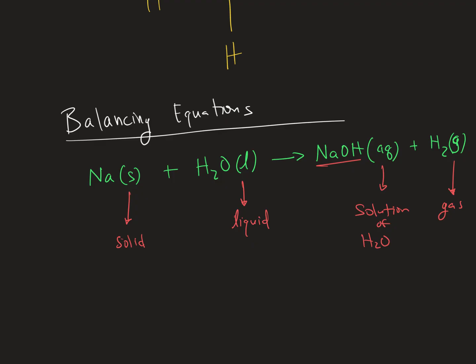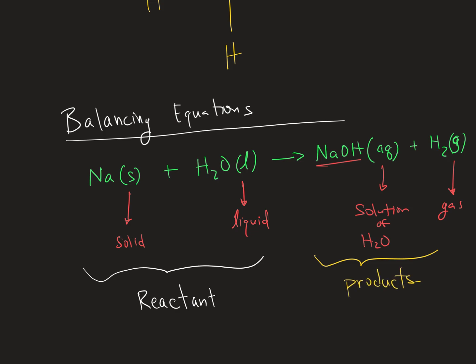Okay, now in this reaction, the substances on the left are called the reactants. Any ideas why? Because they react together. And what do they do? They produce what we call the products. Does that make sense in your mind?